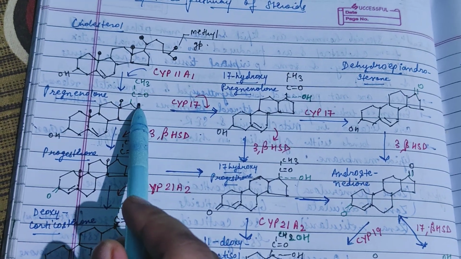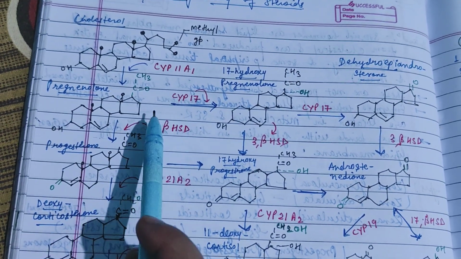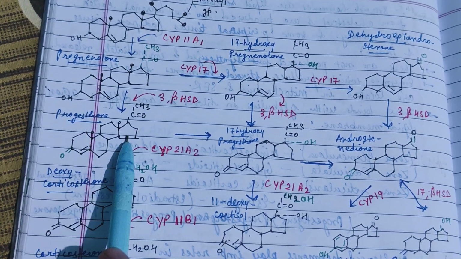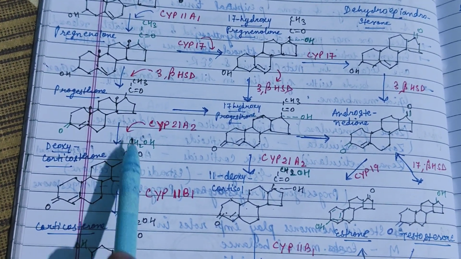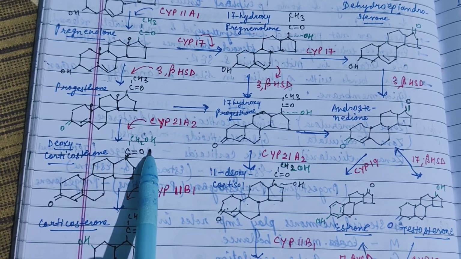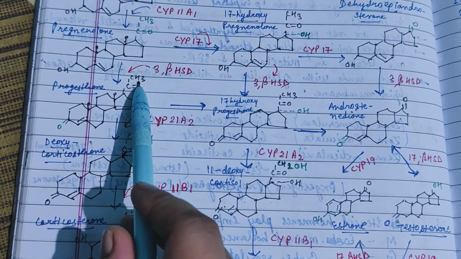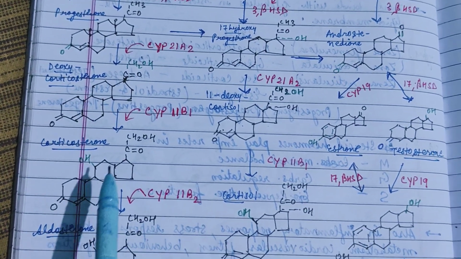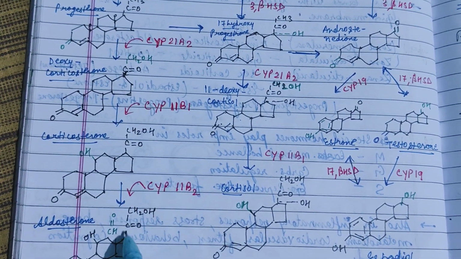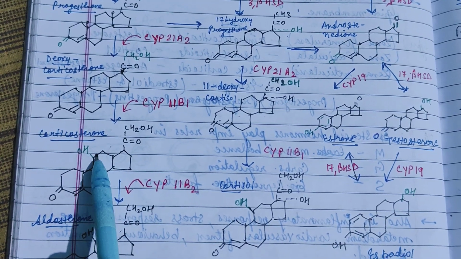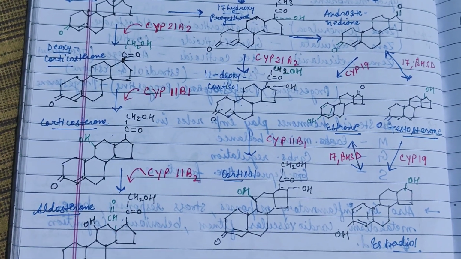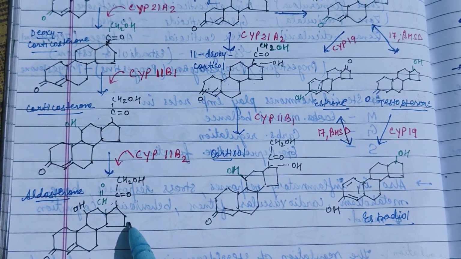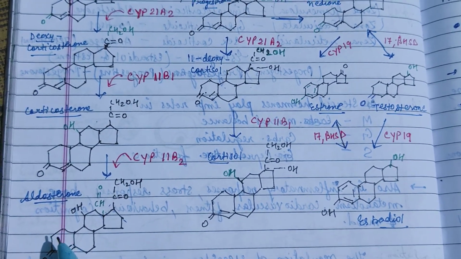the addition of a methyl group gives pregnenolone, and then in this structure the OH is replaced by a double bond O, known as progesterone. In this structure CH2OH is placed in this methyl group, known as deoxycorticosterone. Then OH is added in this position, known as corticosterone, and then the CHO group is added on this position, known as aldosterone.